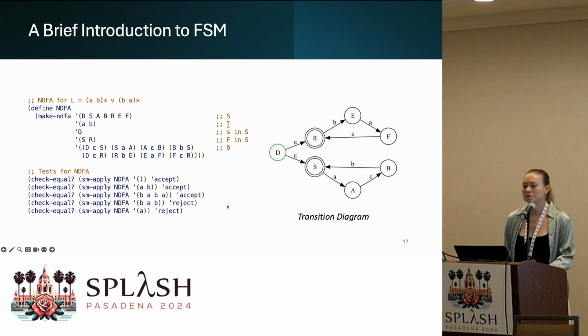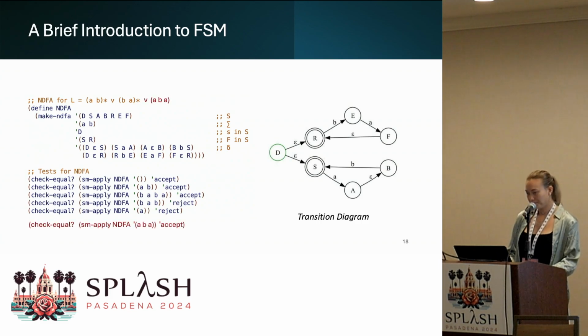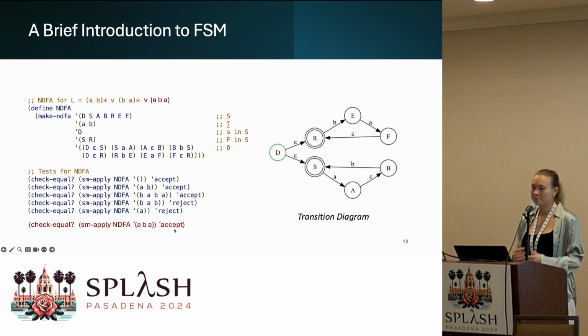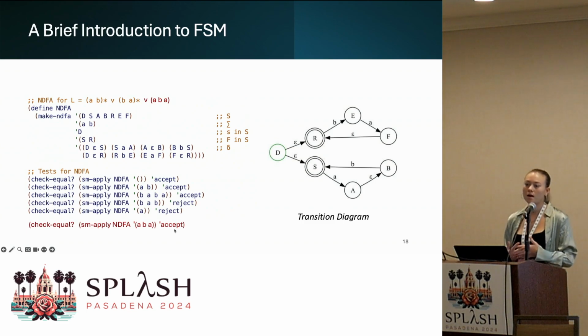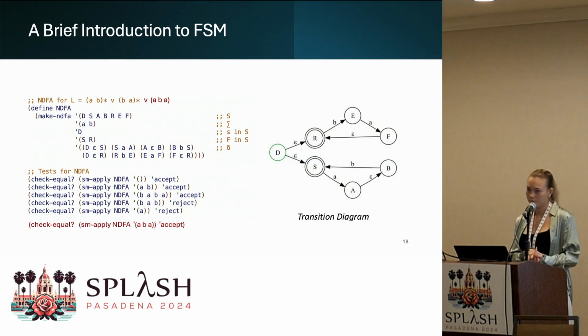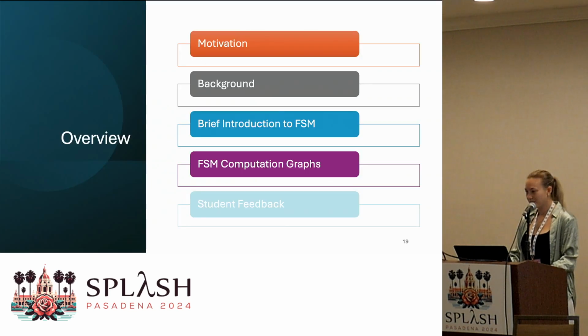But let's say that the student wanted to extend this language with the word ABA. They write this test, they want ABA to be accepted, but it's not. This test bombs. And now there's no tool, no trace that's being generated, nothing that helps the student understand why this word has been rejected. Which brings us to the computation graphs.